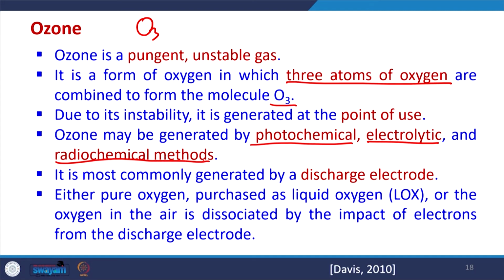Ozone may be generated by photochemical, electrolytic and radiochemical methods. Any of these methods can be used, and it is commonly generated by using a discharge electrode system. We can use either pure oxygen, liquid oxygen, or oxygen present in the air, and it is dissociated by the impact of electrons from the discharge electrode, and these oxygen ions which get generated react again with an oxygen molecule to generate ozone.